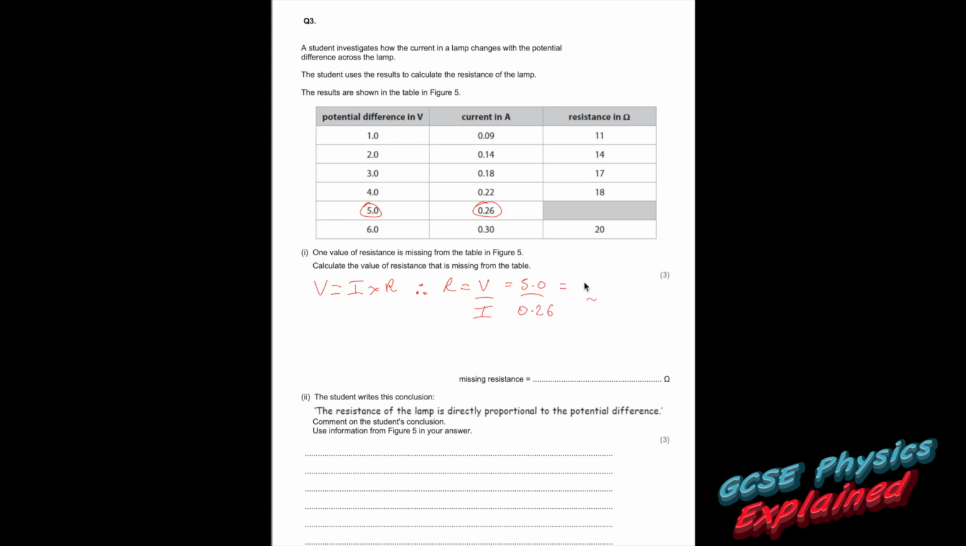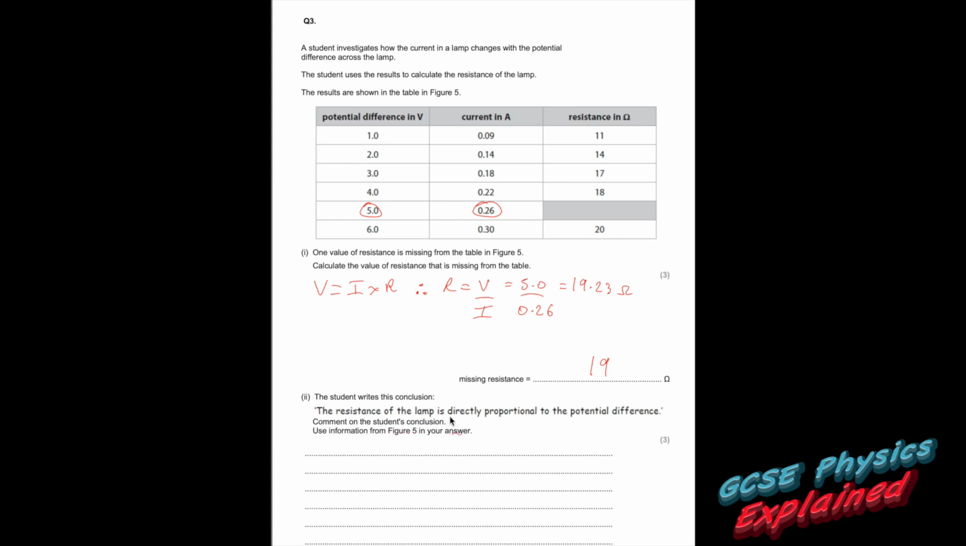So that equals 19.23. You can see there's no decimal places in the values of resistance they've given you. So we'll just round ours down then to 19. Make sure you show the full value up there just in case. The student writes this conclusion.